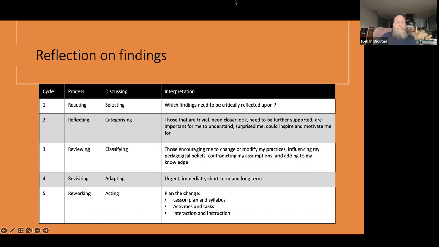And then maybe you can talk about these findings by adapting them. Like, am I going to adopt them urgently, immediately, short term? These are short term things that I can do, or they are long term. So some changes can be easily adopted and integrated into your teaching, but some require further preparations. Some require further resources, for example.